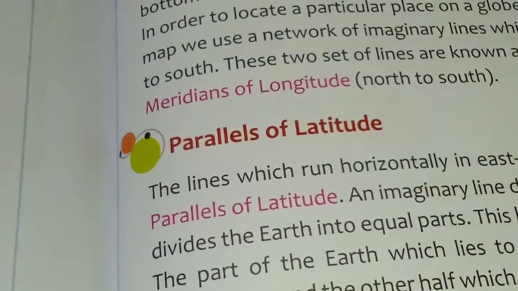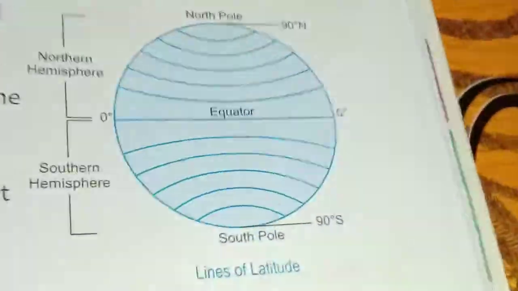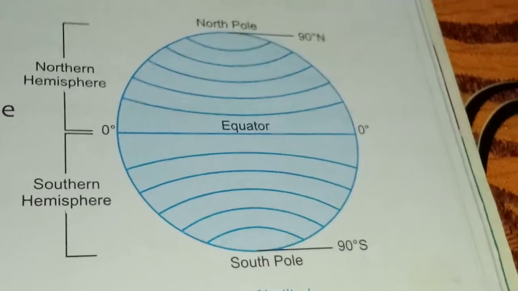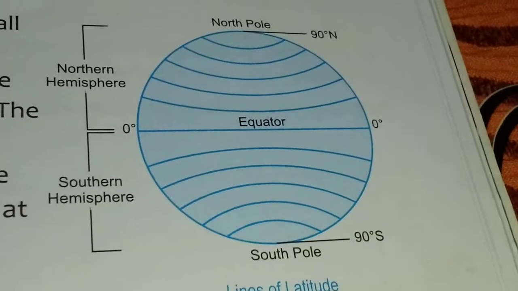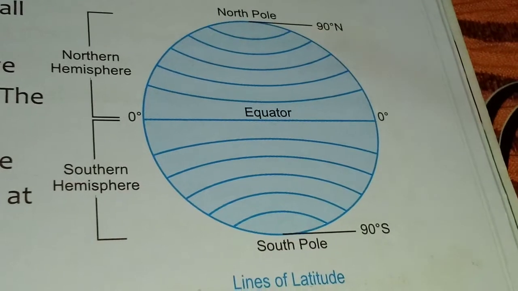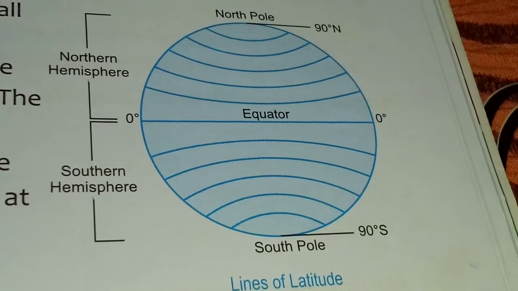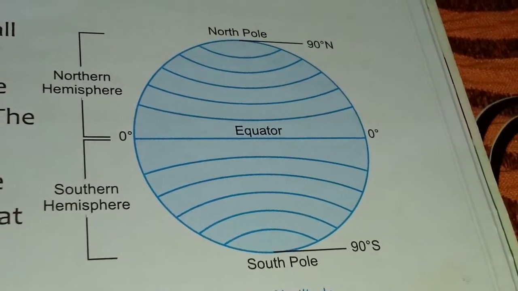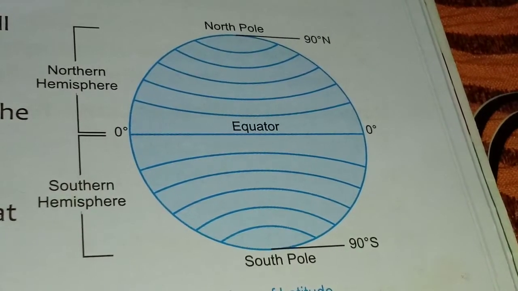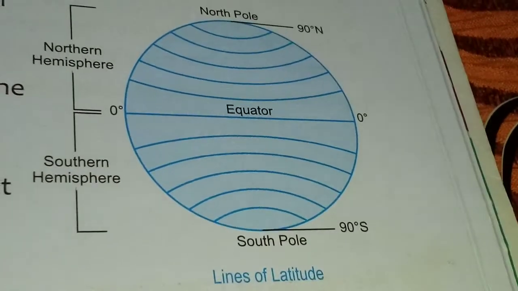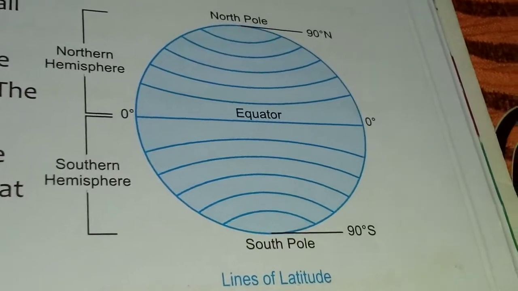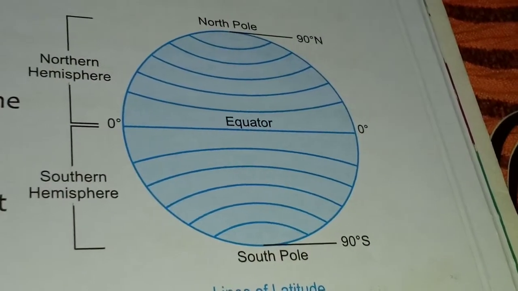And now I am telling you again, the length of the parallels decreases as we move away from the equator and towards the pole. They never meet each other and run in the same direction, parallel to each other. All parallels are located at an equal distance from each other. Now, these are the main characteristics of the parallels of latitude.